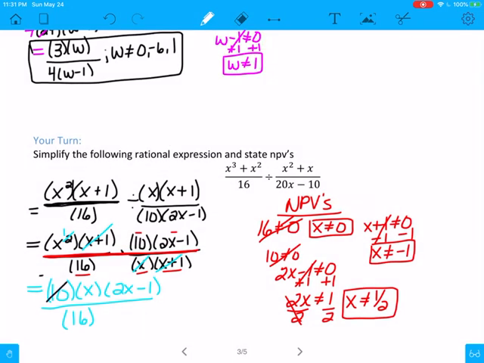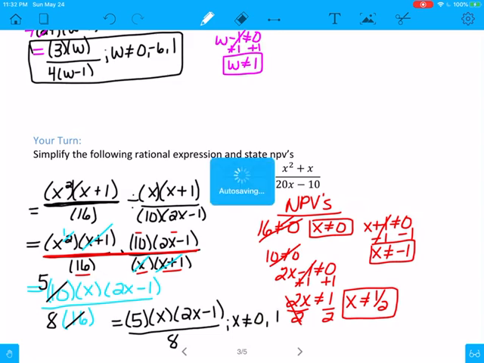If I take a 2 out of 10, I'm left with a 5. A 2 out of 16, I'm left with an 8. So my answer is actually 5x, 2x minus 1 over 8, with x cannot equal 0, negative 1, and a half.